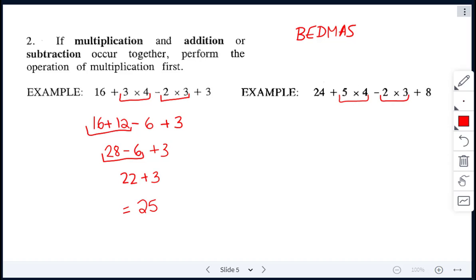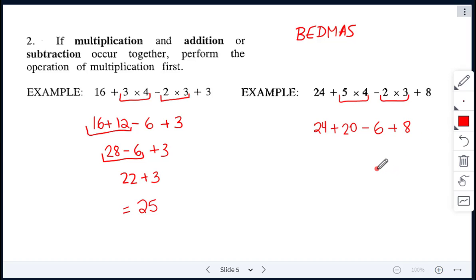All right, so here, our next example. Here we have multiplication, 5 times 4. Then we have multiplication here as well, 2 times 3. So we have to rewrite out our equation. So 24 plus 5 times 4 gives me 20. Minus 2 times 3 gives me 6. And then I still have to bring down the plus 8. Don't forget to bring down the rest of the equation.